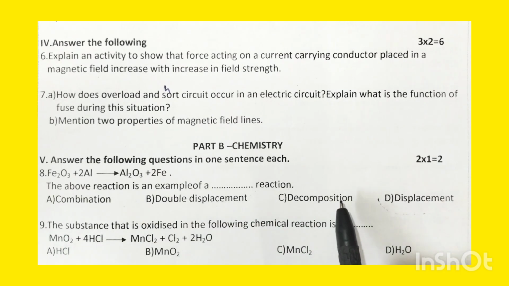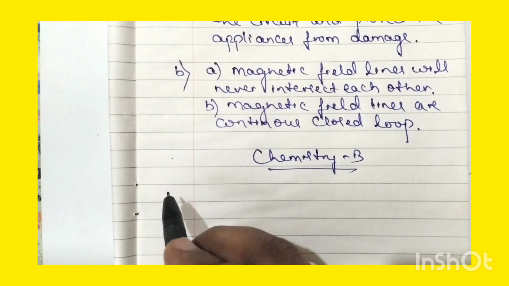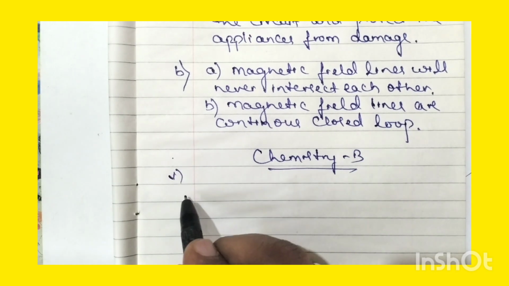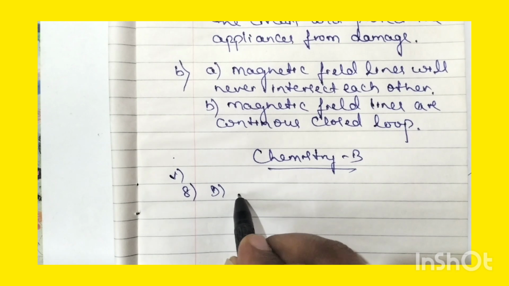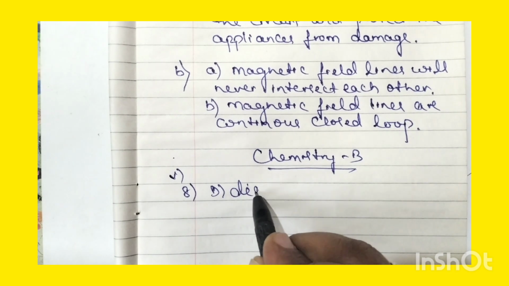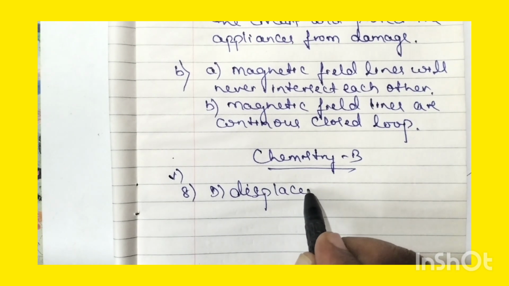The options are combination, double displacement, decomposition and displacement. Therefore, the right answer for the first question of the chemistry part is option D, that is displacement reaction.